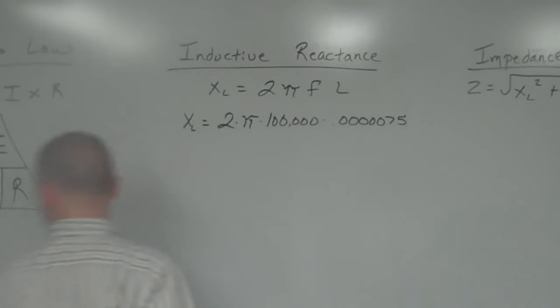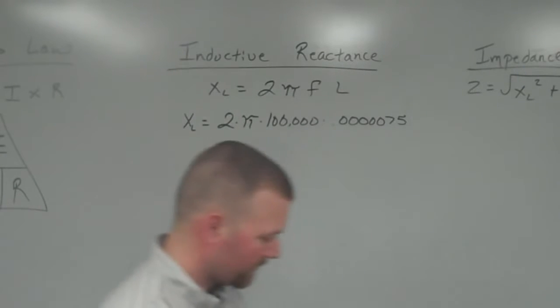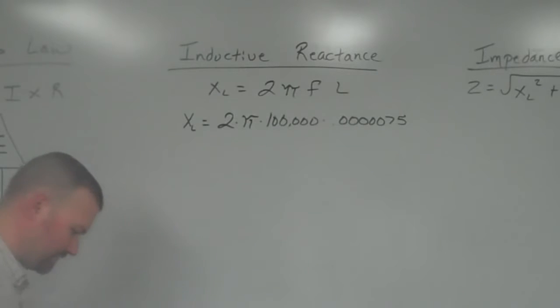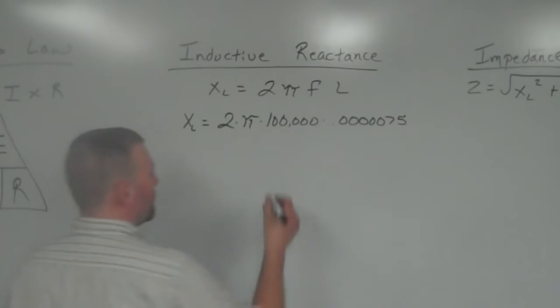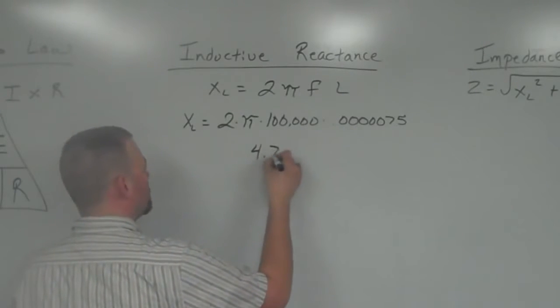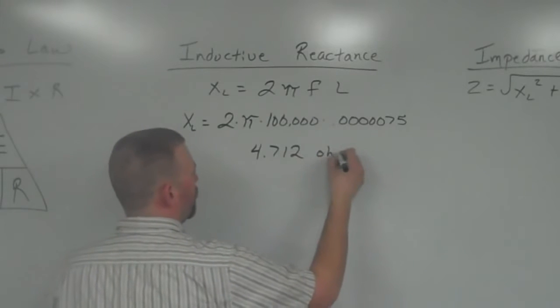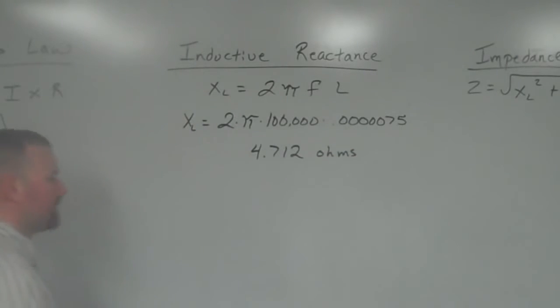0.123457 henries. And then real easily, if you've got your calculator, 2 times pi times 100,000 times 0.1234575. That's going to tell me 4.712 ohms. There's a bunch of math that goes in behind it to get all of these numbers.